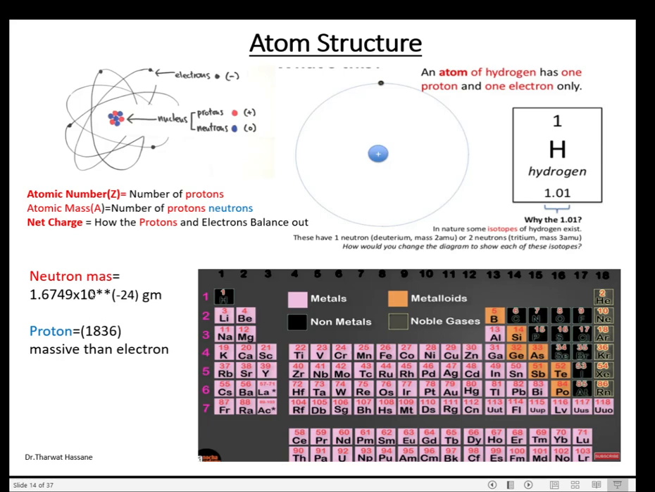This is the mass of the neutrons, a very small amount of mass. And you have to know also that the proton, which has a positive charge, is 1836 times more massive than the electron. That means the proton's mass is higher than the electron's by this amount. Okay, here is a periodic table.